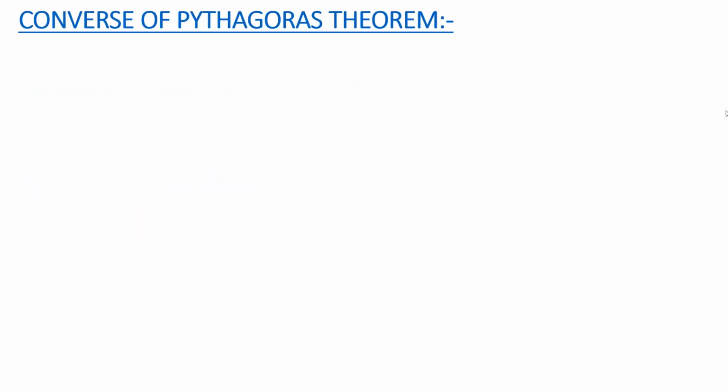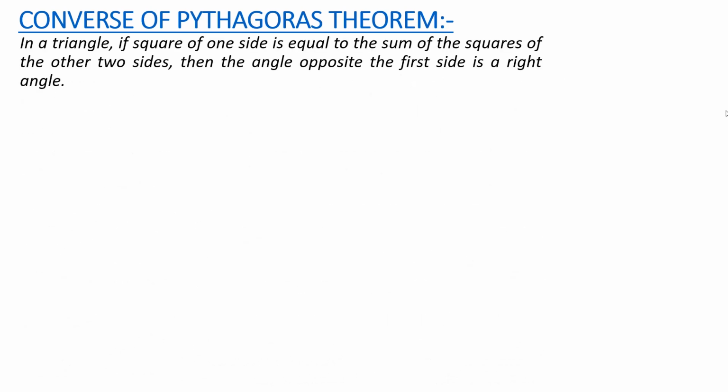Let us move on to the statement of the Converse of Pythagoras theorem. It states that in a triangle, if the square of one side is equal to the sum of the squares of the other two sides, then the angle opposite to the first side is a right angle. According to this statement, let us consider an image.